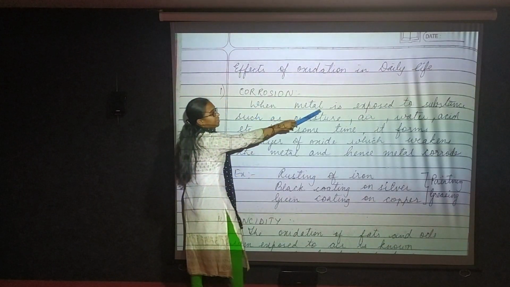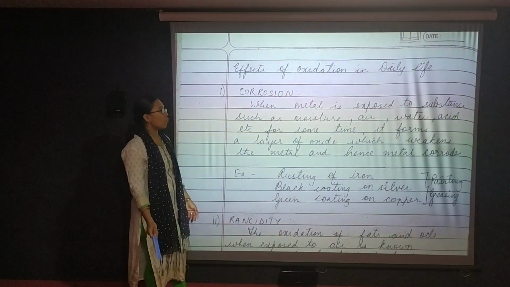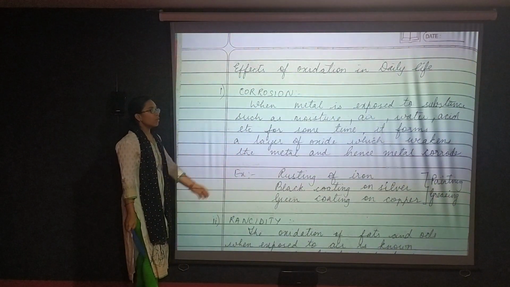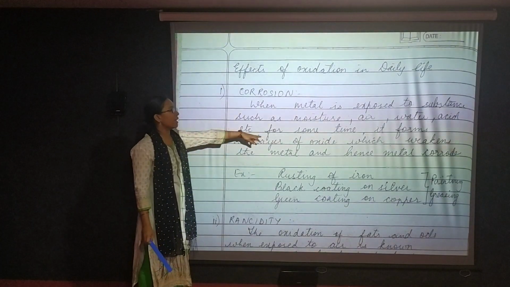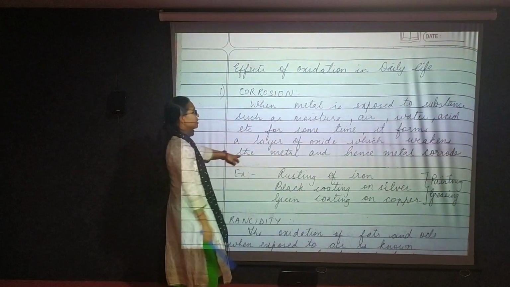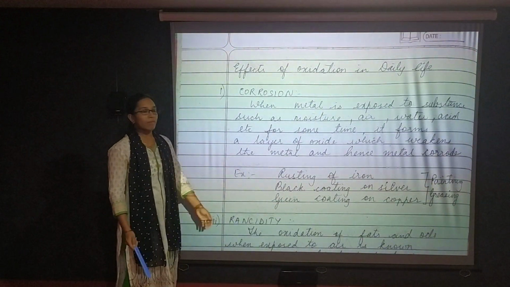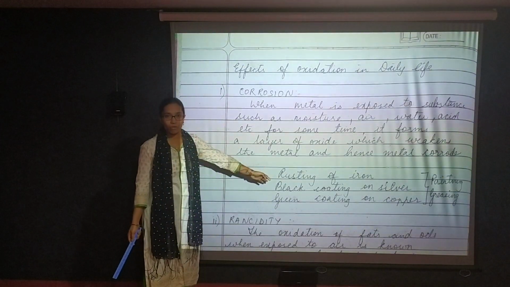When a metal is exposed to substance such as moisture, air, water, acid, etc. for some time, it forms a layer of oxide, which weakens the metal, and hence the metal will get corroded. Now, rusting of iron is an example of corrosion.